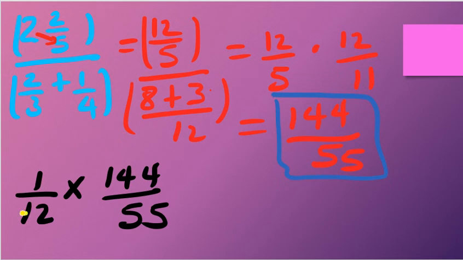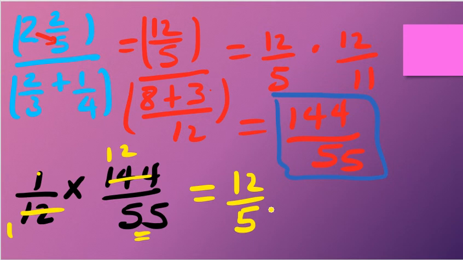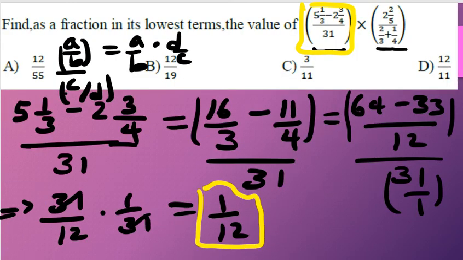So I can simplify here by 12, 1, and this by 12, 12, because 12 times 12 will give you 144, which is equal to 1 times. We can't simplify further because the down one is a multiple of 5 and 11. The upper one, they are relatively prime. So multiply numerator with numerator, denominator with denominator. That is 12 over 55 will be the answer. This answer is found at A.